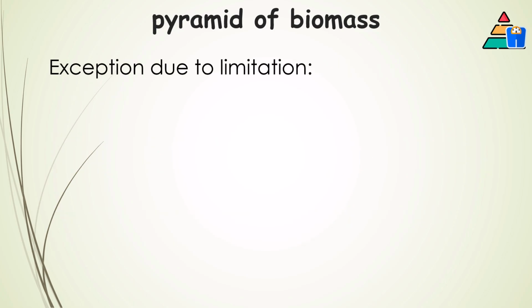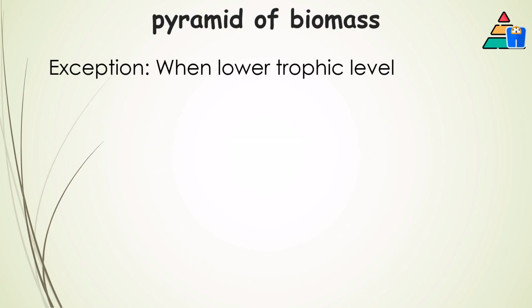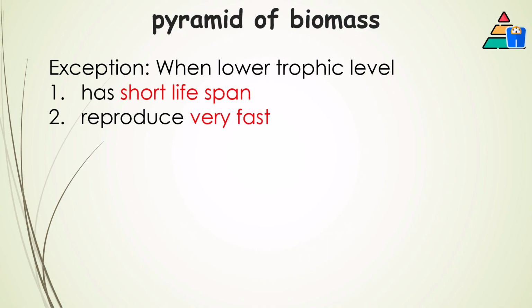However, there is an exception to this which shows the limitation of the pyramid of biomass. This is because a pyramid of biomass is only a snapshot of the total dry mass of a species that is alive at the time when scientists are carrying out their survey. The biomass of a lower trophic level can become lower than that of a higher trophic level when organisms at the lower trophic level have a short lifespan and reproduce very rapidly.